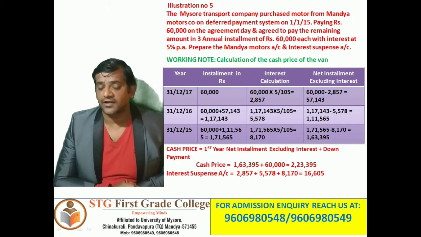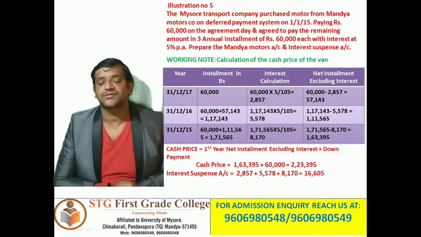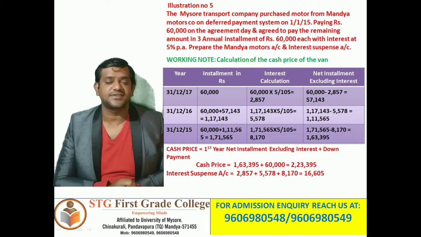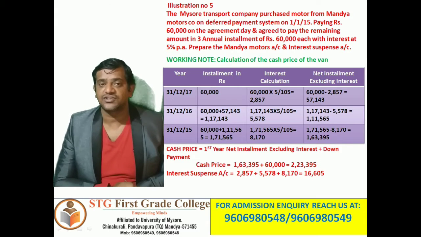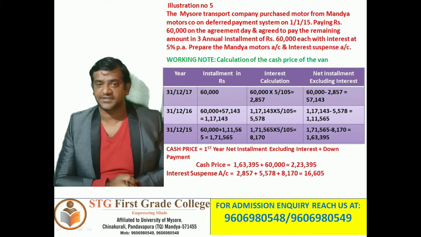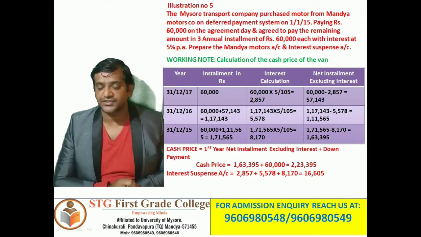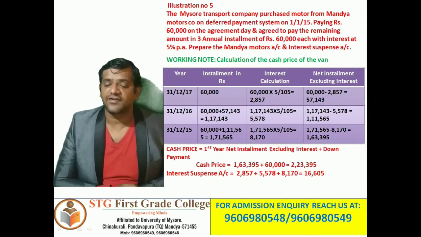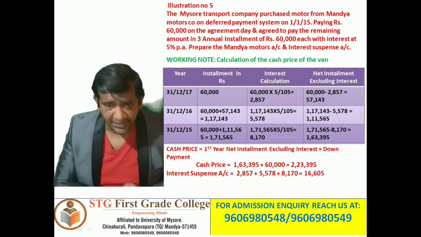You all know that when interest is included in the installment money, we calculate the interest with a formula. What is that formula? Percentage divided by 100 plus percentage, correct? Here the rate of interest is 5%, so the formula goes 5 divided by 105. Okay, let us start the working note.